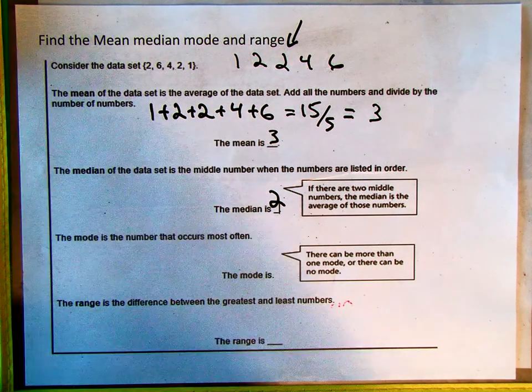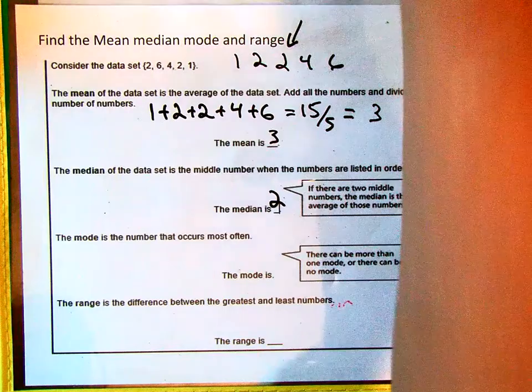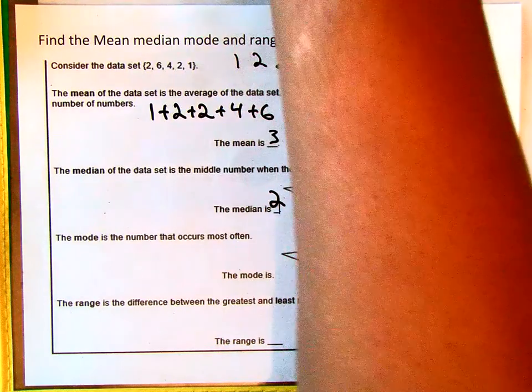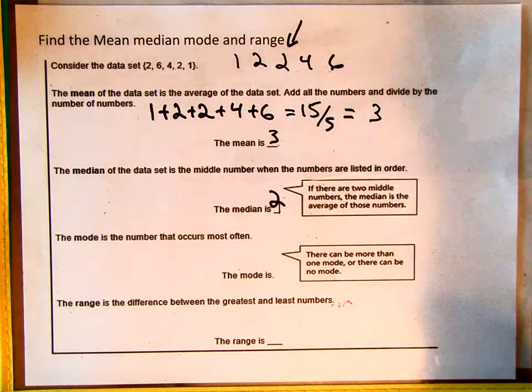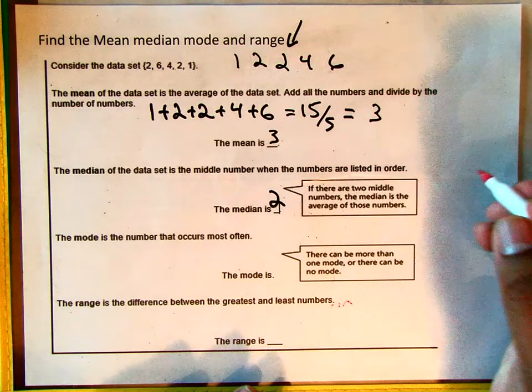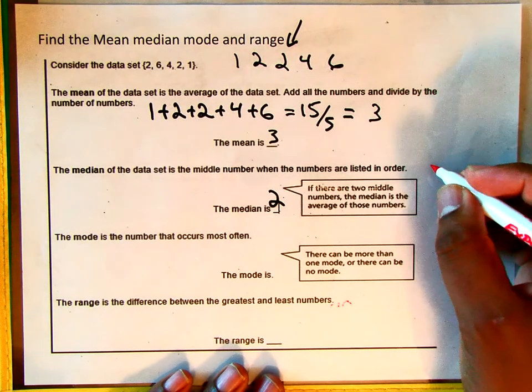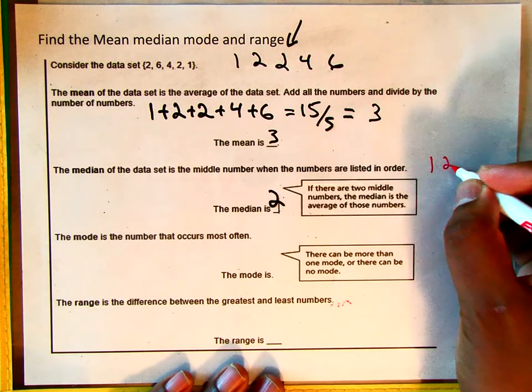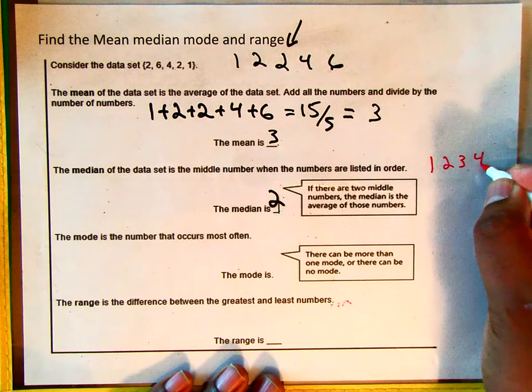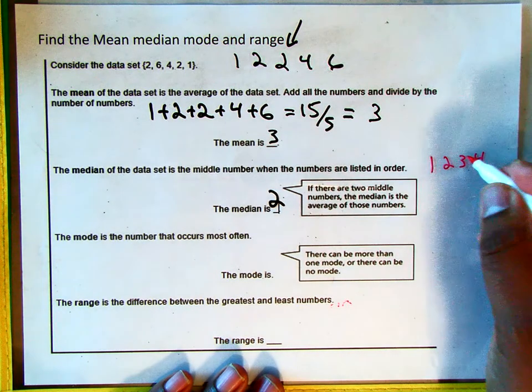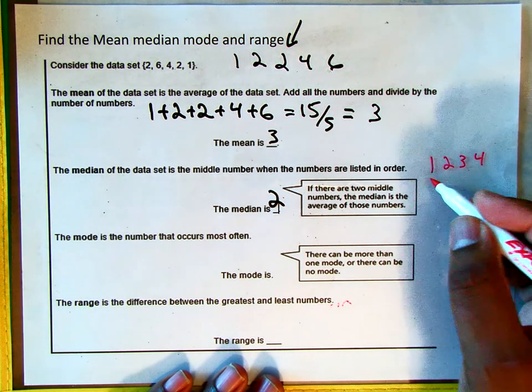Now, I'm going to show you a data set that's separate from what we have here. So I'm going to change the colors. So this is what you do if you have, let's say, here you have 5, but let's say you had 4. We're just going to use 1, 2, 3, and 4. So there's no number in the middle because you have an even set of numbers.